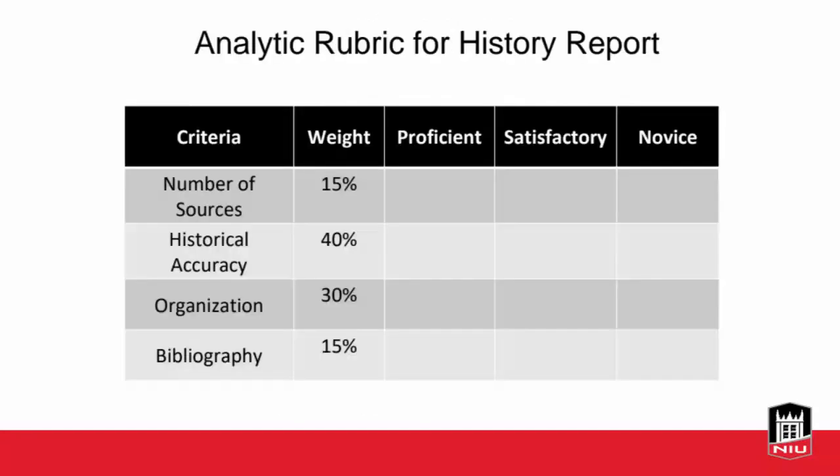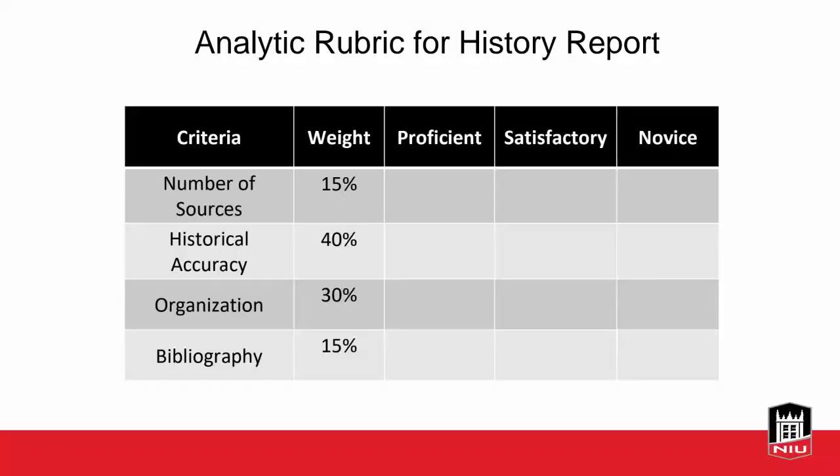So again, this is the history report analytic rubric. So we could assess how well a student did on organization and distinguish that from how well the student performed on historical accuracy, rather than lumping all of those criteria together.